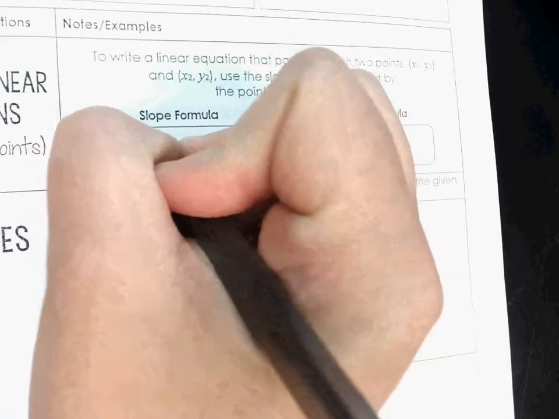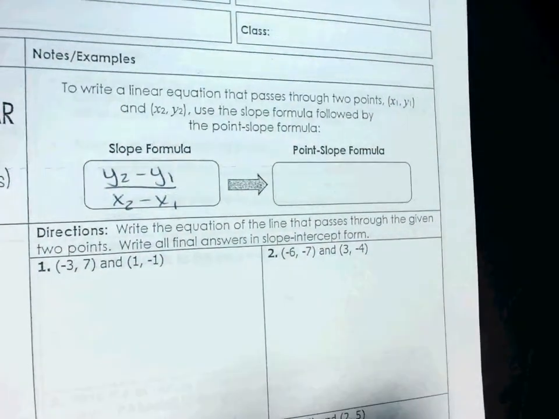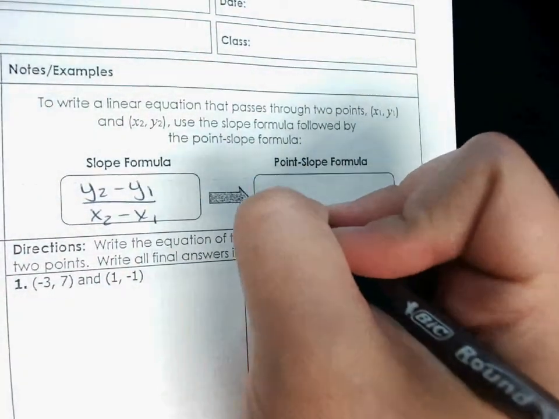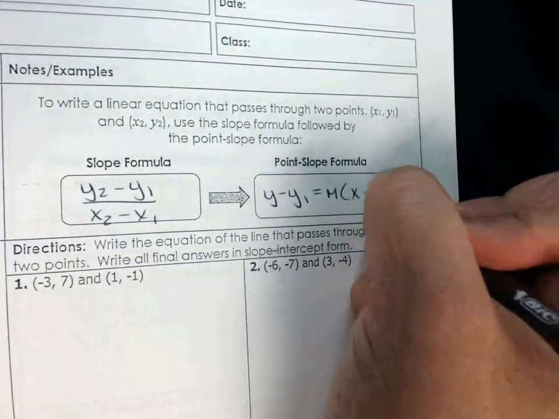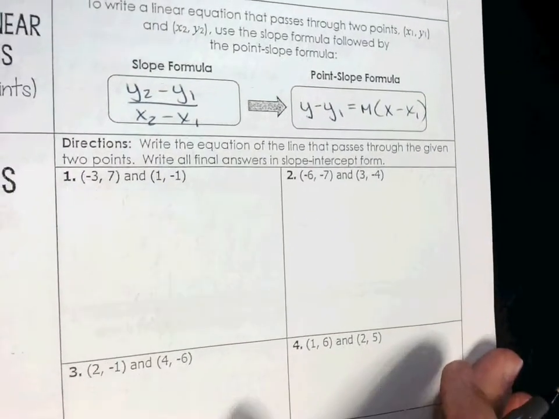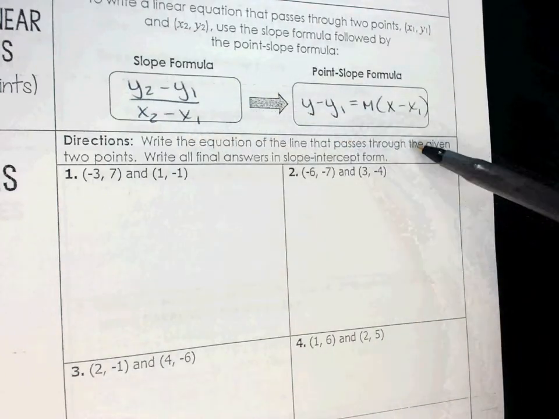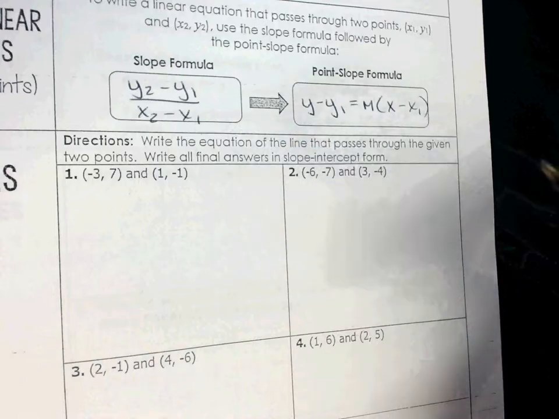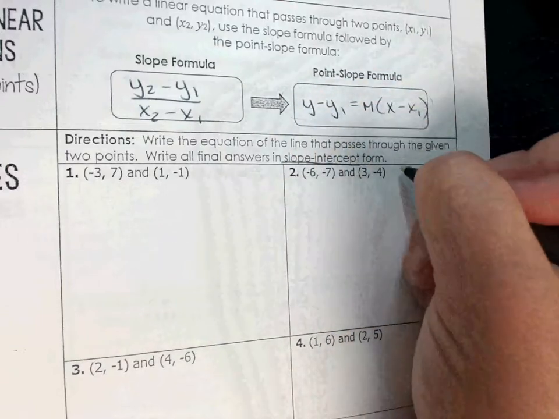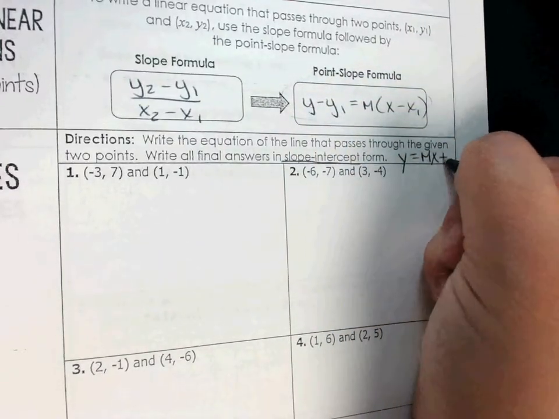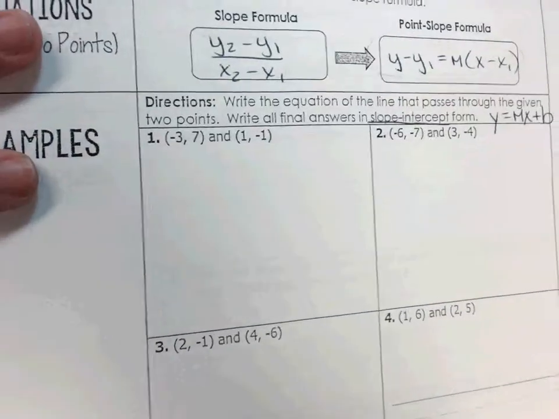The first formula you need for that is slope formula, which we already should know. And that's going to be one of the things to help you get point slope formula, which is y minus y1 equals m times x minus x1. So, with these questions, it says write the equation of a line that passes through the given 2 points, write all final answers in slope-intercept form. So they want you to do it in this form, and then convert that form to y equals mx plus b. It might sound scary, it's not too bad. We'll go through it, we'll practice.